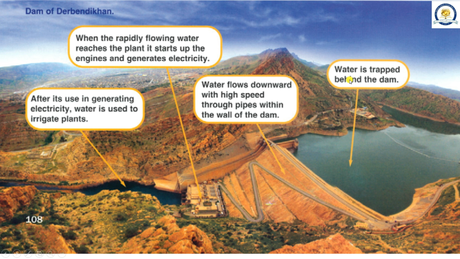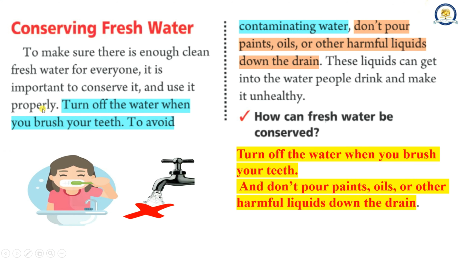Water is trapped behind the dam. Water flows downward with high speed through pipes within the wall of the dam. When the rapidly flowing water reaches the plant, it starts up the engines and generates electricity. After its use in generating electricity, water is used to irrigate plants.